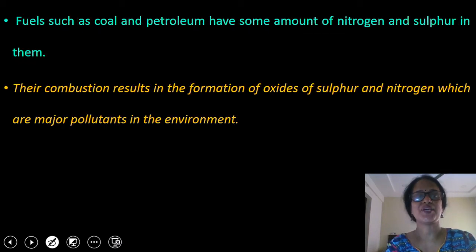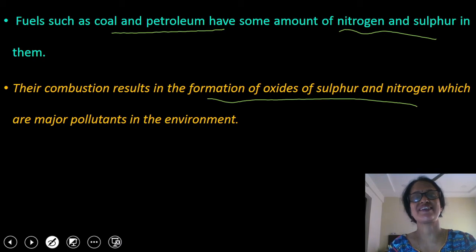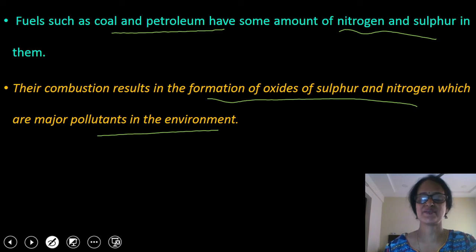Another important point. Fuels such as coal and petroleum have some amount of nitrogen and sulfur in them. So whenever these fuels like coal and petroleum undergo combustion, oxides of sulfur and nitrogen are formed, which are major pollutants in the environment. Students, this is a board question which has been asked in previous year exams.